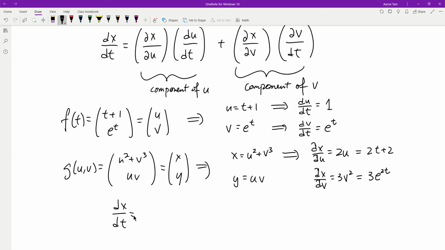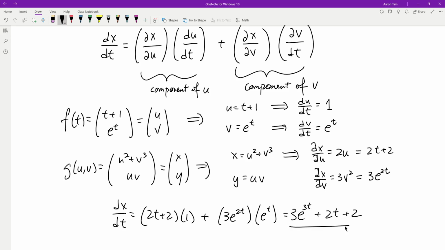dx over dt would equal dx over du, which is 2t plus 2, multiplied by du over dt, which is 1, plus dx over dv, which we know is 3e to the 2t, multiplied by dv over dt, which is e to the t. So that comes out to be 3e to the 3t plus 2t plus 2, just like what we found before. All right, so that's how this formula works.